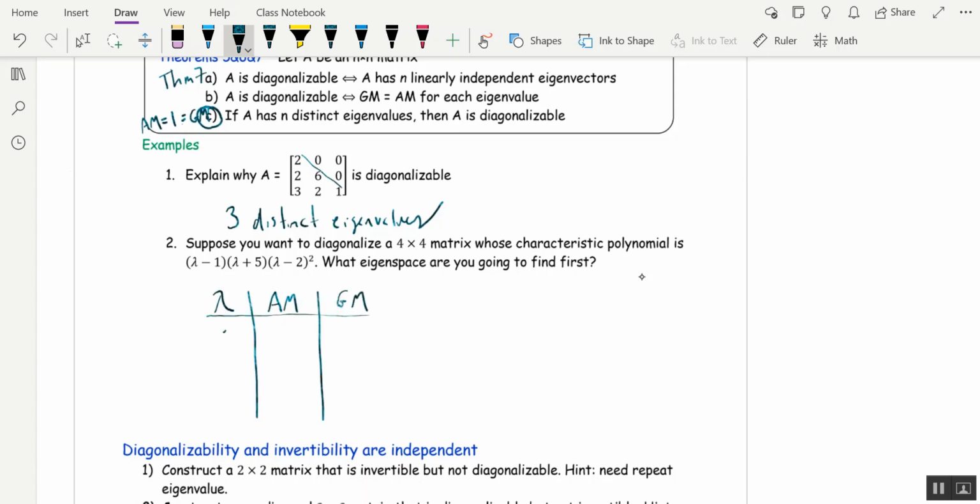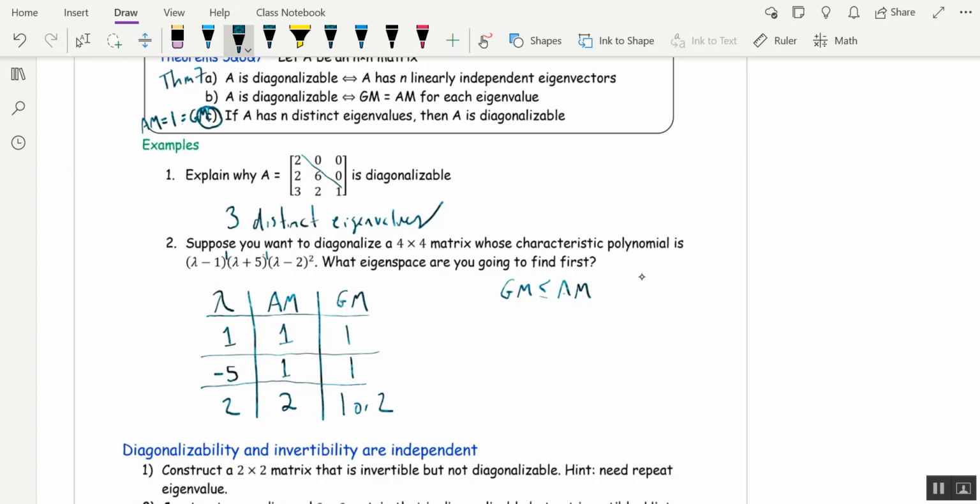Our eigenvalues are 1, -5, and 2. The AM of lambda equals 1 is the exponent there, that's a 1. And the AM of lambda equals -5, again, is a 1. And the AM of lambda equals 2 is a 2. GMs. Well, the GM has to be less than or equal to the AM, and you can't have a GM of 0. There's got to be at least one vector in your basis. So the GM here is going to have to be 1. The GM here is going to have to be 1. But in this last case, GM could be one of 2 things. It could be 1 or 2.